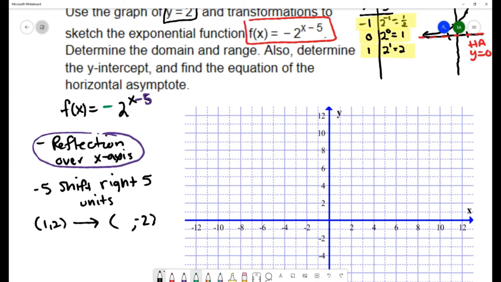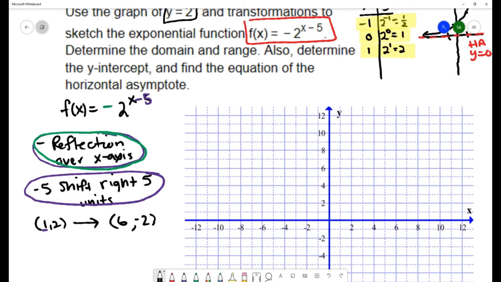Now the other transformation, I probably should have reversed these colors. So that one be green and this one be purple. So this shift to the right is going to affect the x because it's a horizontal shift. So moving to the right is going to affect that x value. So moving to the right is going to add 5 to that x value, so it becomes a 6.